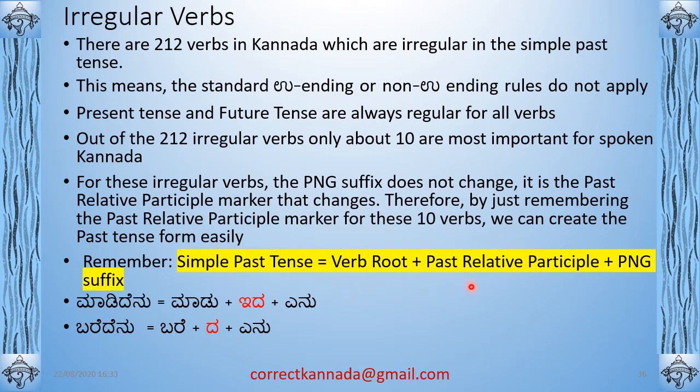Now as mentioned many times, participles by themselves are a separate topic and we have a separate video for that, where we clearly explain what is relative participle, what is verbal participle, everything, because tenses are all made up of that. So the past tense rule is to have the past relative participle, and this is what is going to change for these 212 irregular verbs. Everything else, the root verb and the PNG suffix, is going to be the same. Only for these irregular verbs do we not follow the u ending, non-u ending formula. Next page I'll introduce that.